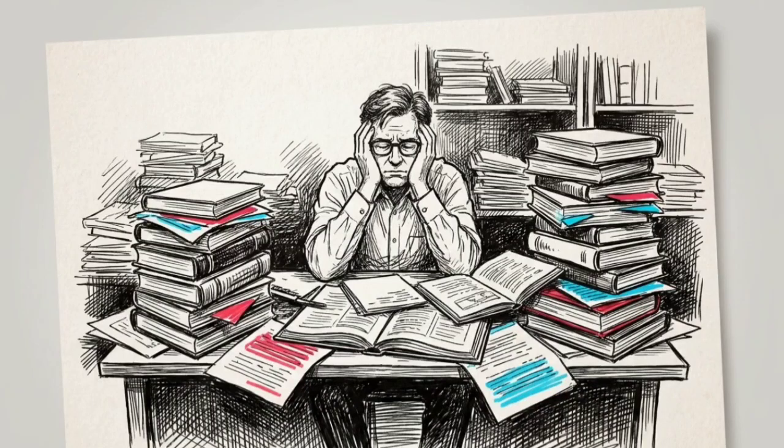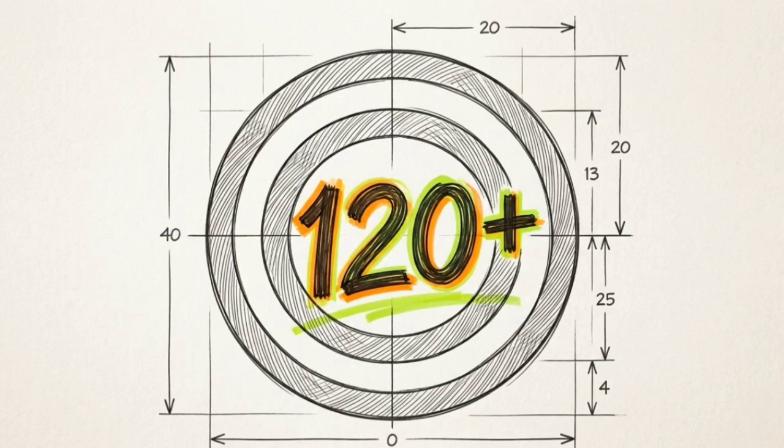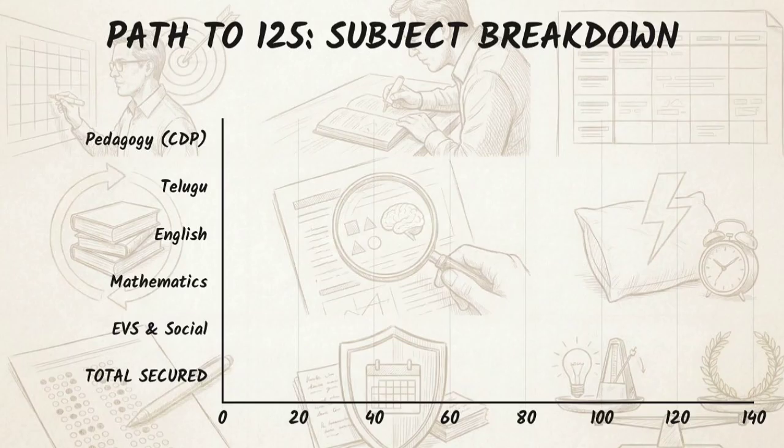Looking at a target score of 120 plus for the AP TET can feel completely overwhelming. But getting there doesn't require perfection. It requires a precise mathematical breakdown of where those marks actually come from. This diagram shows exactly how to build that score.